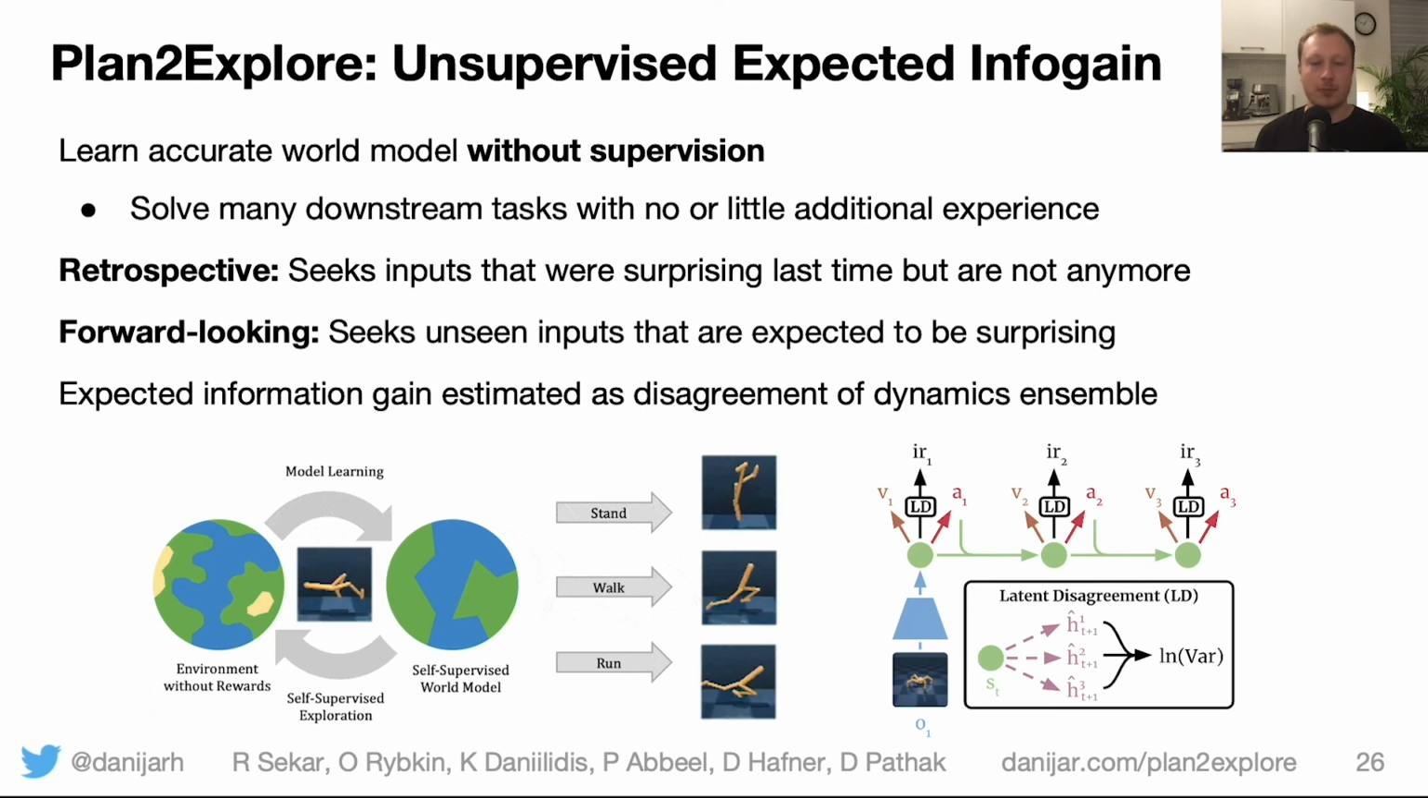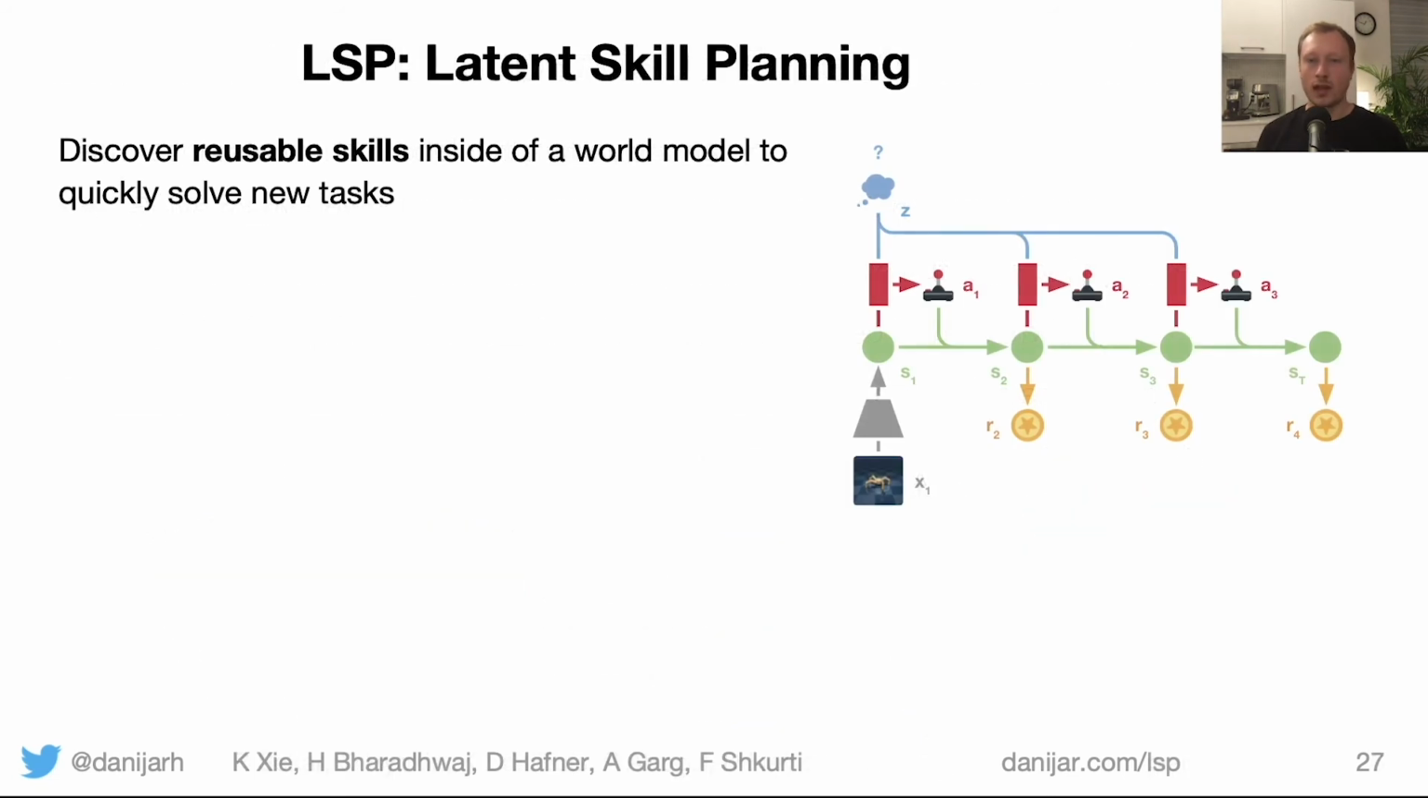Plan-to-Explore achieves the performance of supervised Dreamer on many of the 20 control tasks with no task-specific environment interaction. Latent skill planning maximizes mutual information with the future, not for exploration, but for skill discovery. The goal is to discover reusable skills inside of a world model to later on quickly solve new challenging tasks.